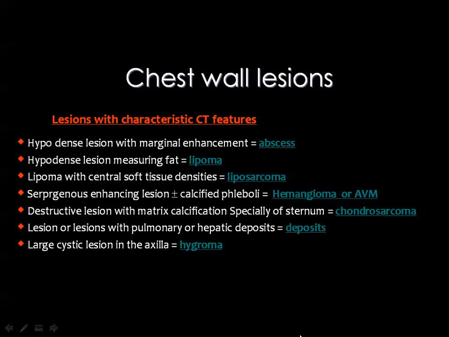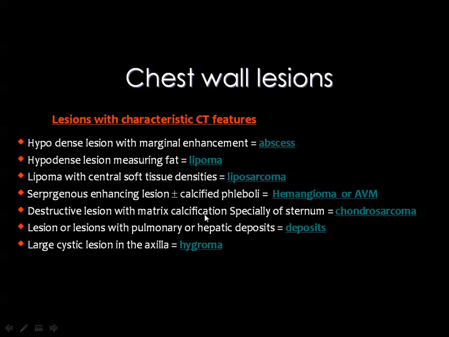Then finally we came to a conclusion, and we have lesions with characteristic CT appearance. If you see a hypodense lesion with marginal enhancement, you know that this is an abscess. If you see a hypodense lesion containing fat, this is lipoma. If the lesion contains fat as well as other soft tissue densities, you consider liposarcoma. Serpiginous enhancement in the lesion and calcified phleboliths is diagnostic of hemangioma or arteriovenous malformation.